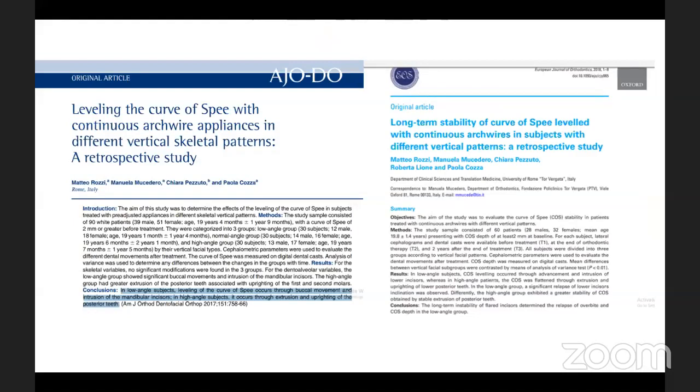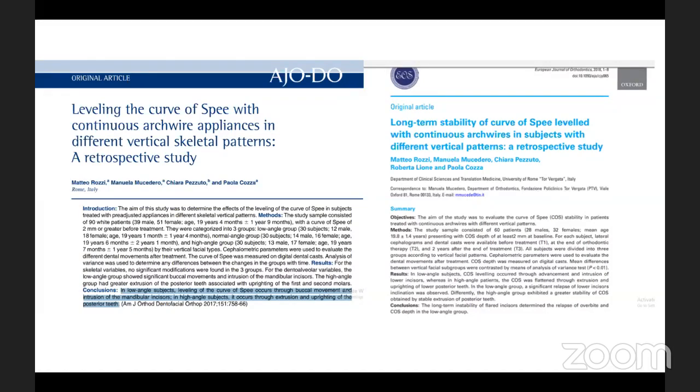In a high angle case with a deep curve of SPE, you would not want the molars to extrude, right? You would want the anteriors to intrude. In such cases, it is always beneficial to never use a continuous arch on the lowers from the word go. In the beginning, you would always segmentally correct the back teeth as well as the front teeth and use an intrusion arch on the front in order to intrude the lowers.